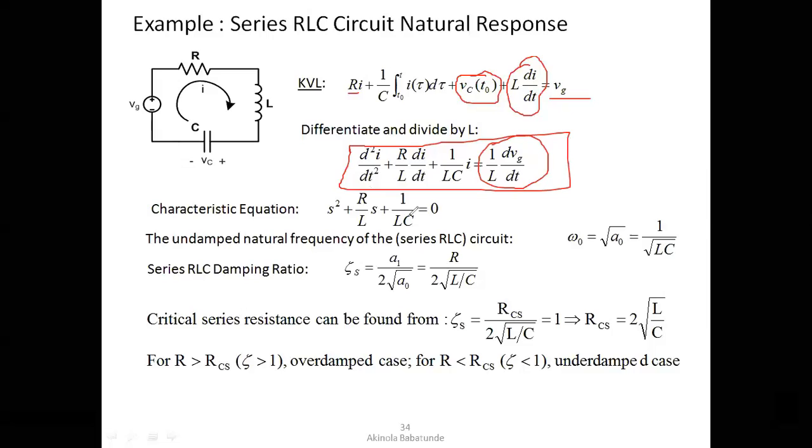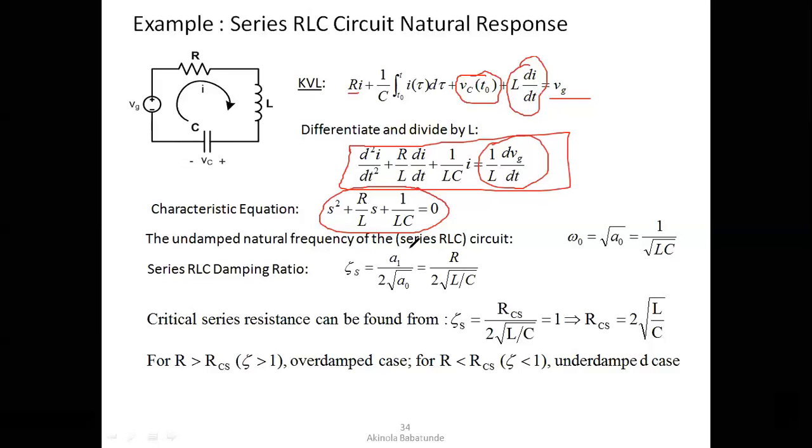If you equate this to 0, you find s squared plus R over L s plus 1 over LC equal to 0. Okay. So once you have this, the story remains the same. W naught equals the square root of A naught, which will be equal to the square root of 1 over LC, and then your zeta will be equal to A1 over 2 square root of A naught, which will be equal to 1 over B.